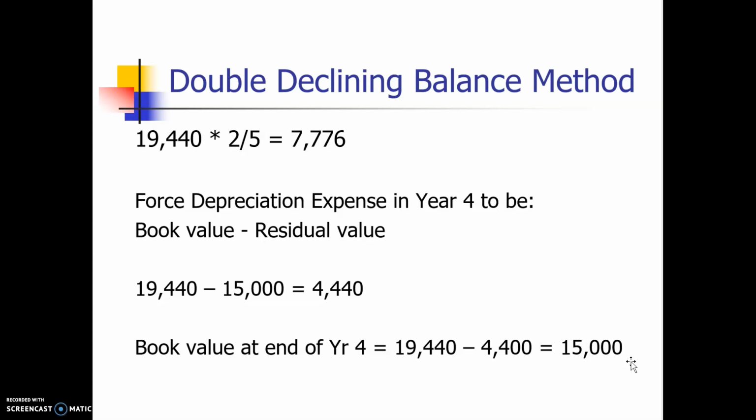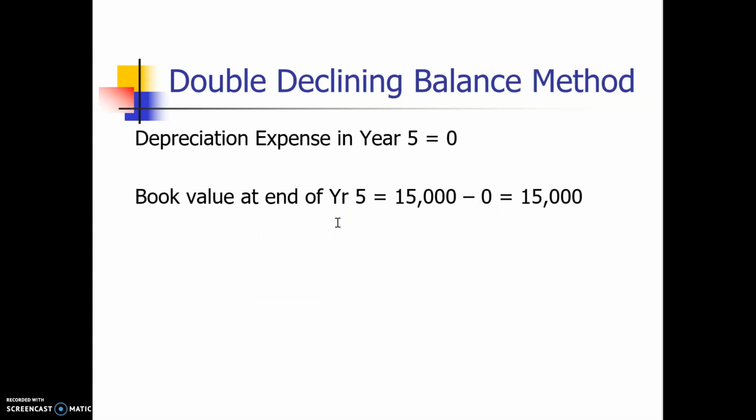Okay. So if it didn't happen in year 4, you would have had to do it in year 5. You have to do it in the last year if you don't do it sooner. At some point, we do have to force depreciation by taking the difference between book value and residual value. So then in year 5, depreciation expense is 0. The truck is fully depreciated at the end of year 4. The book value will still be 15,000, and that's what we want to happen. We want the book value to equal residual value at the end of the useful life.